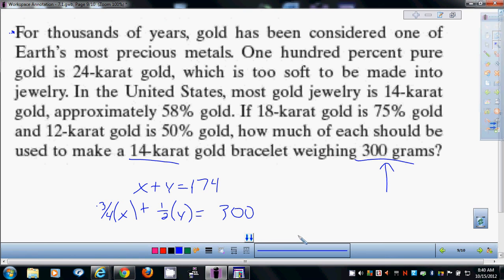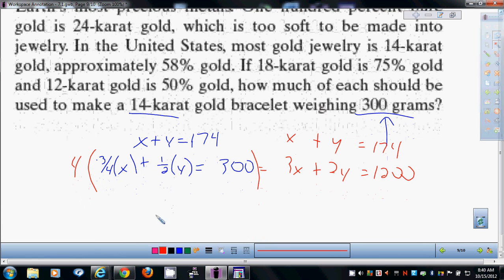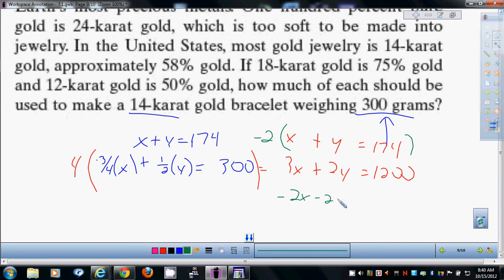Let's finish it. What's the common denominator on the bottom one? 4. So that's going to give me 3x plus 2y equals 1200. Now I can put that with the top system. We'll call this the pure gold and the carats of gold. How should I solve this? Elimination sounds good to me too. What would you multiply something by, Troyan? -2 by the top one. So that gives me -2x minus 2y equals -348.